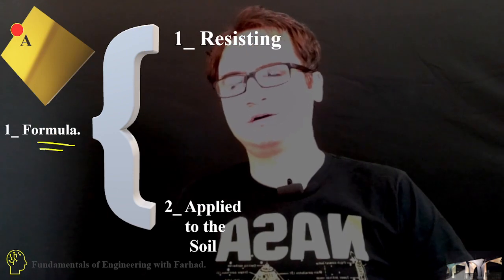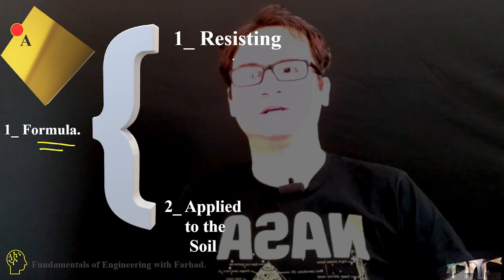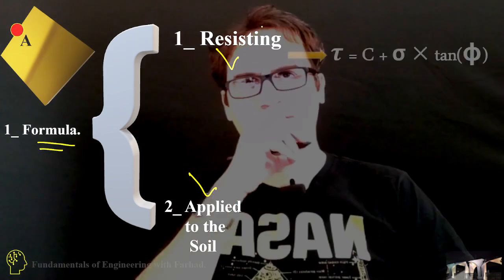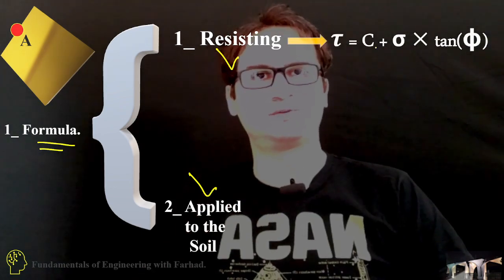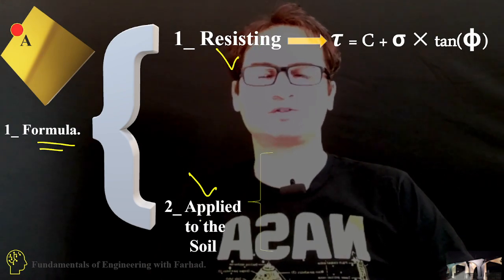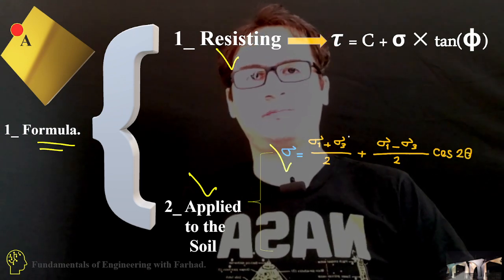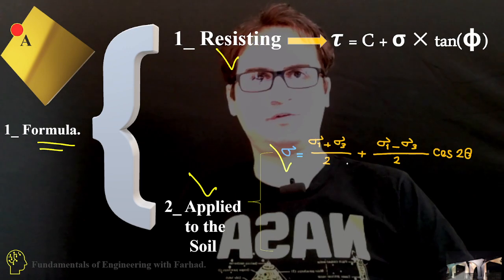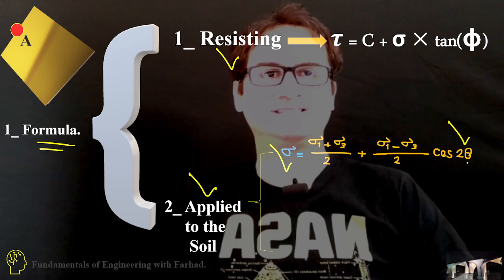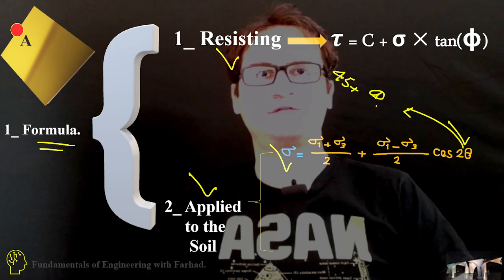So the formula, if you remember from the previous part, gives us the resisting and also the applied stresses to the soil. The resisting is tau equal to C plus sigma times tangent of phi, and the applied stress consists of two parts: sigma is equal to sigma major plus sigma minor over 2, plus major minus minor over 2 times cosine of 2 theta. Theta here is just 45 plus phi over 2.